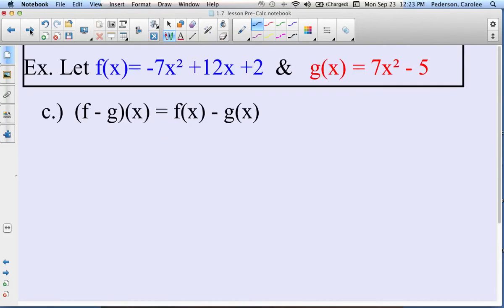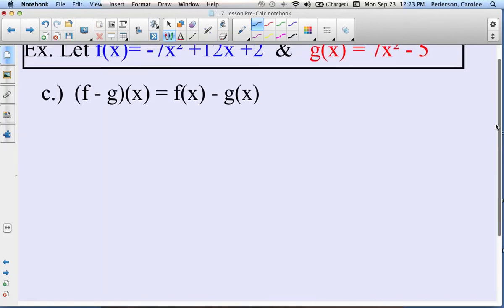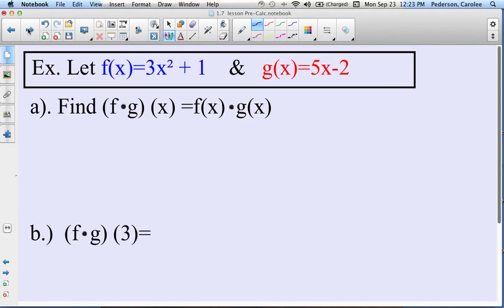This next example looks like we just did that one, is multiplying. We're going to multiply these two functions together. The blue function is 3x squared plus 1. Multiplying it to the red function.